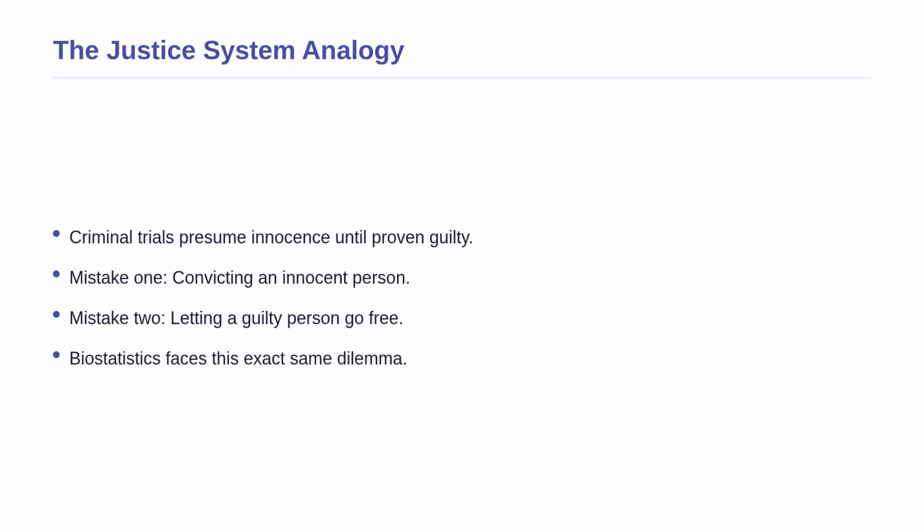To understand statistical errors, let us start with a familiar scenario, a criminal trial. In the justice system, a person is presumed innocent until proven guilty. This presumption is our default starting point. As a judge, you can make two tragic mistakes. First, you might convict an innocent person, sending someone to jail who did absolutely nothing wrong. Second, you might let a guilty person go free, allowing a dangerous criminal back onto the streets.